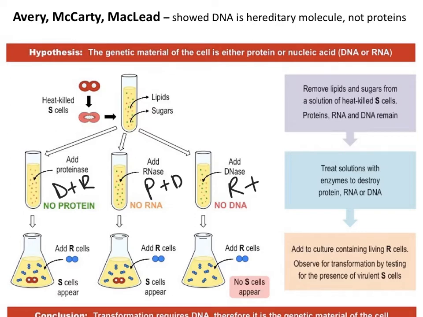Then they added rough to proteins and the DNA. Once again, S cells appeared. Of course, it's because the DNA was there. And then in the last experiment, no S cells appeared because there was no DNA.